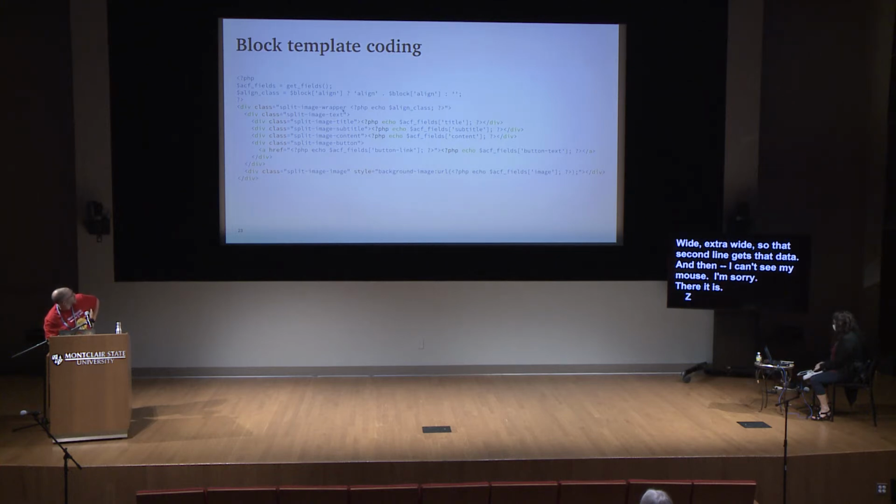So here, I'm just adding the align class to here. And then this stuff, I'm just spitting out the title, subtitle, and content from the Advanced Custom Fields array that we're getting at the top. And so it's not going to look like this. So all right.